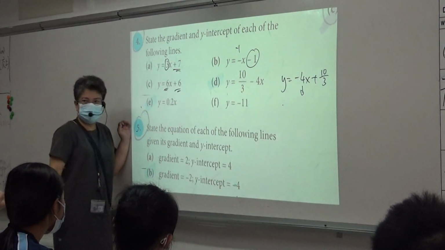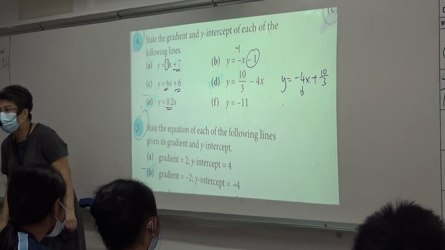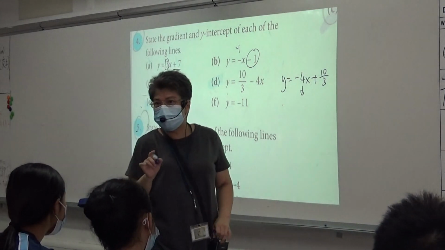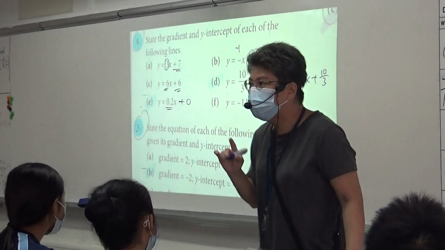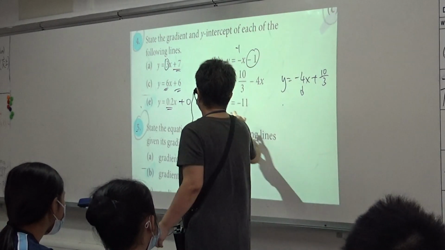This one, what's my gradient? 0.2. What's my y-intercept? 0. Very good. Because there's a plus 0, right? I told you the other day, plus 0 means it passed through the origin. Agree? Okay. Now, what about this particular line?